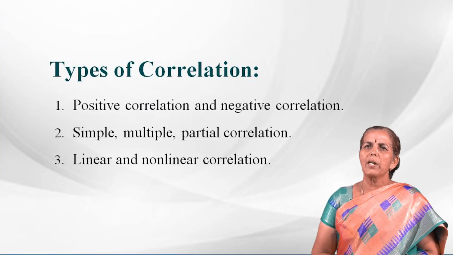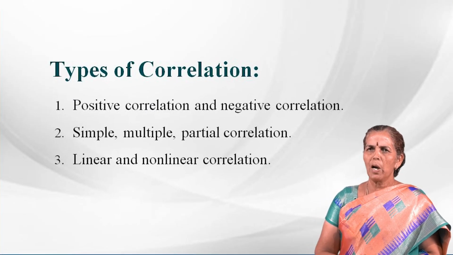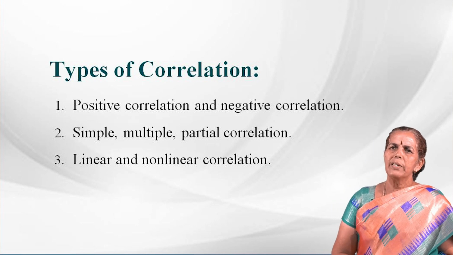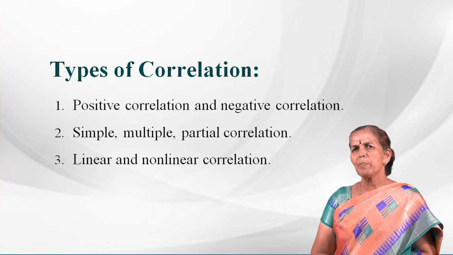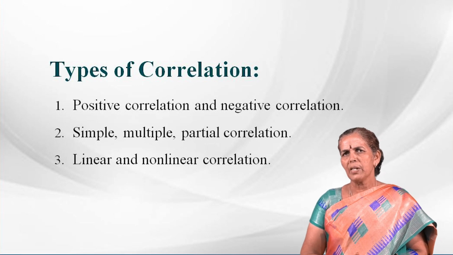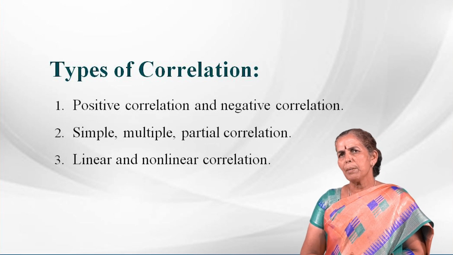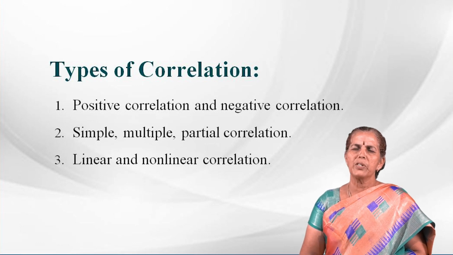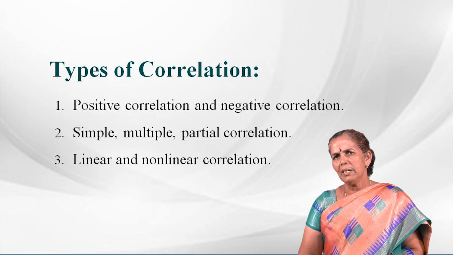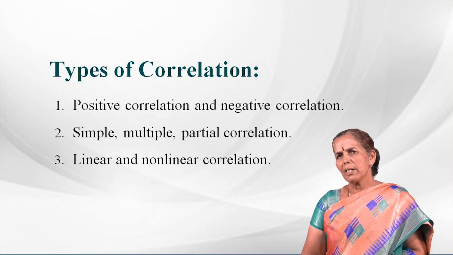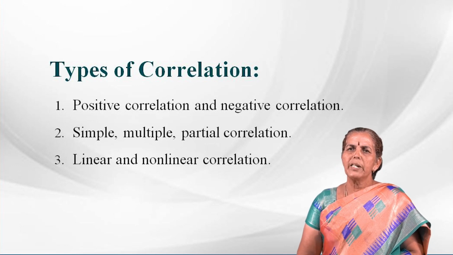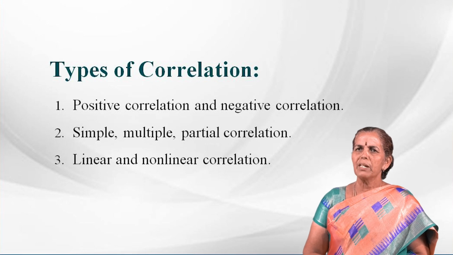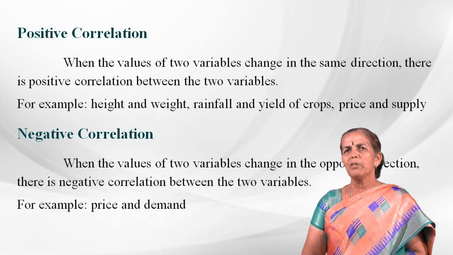Next, the types of correlation. Number 1, positive correlation and negative correlation. This is based on the direction of the movements of the related variables. Number 2, simple, multiple and partial correlation. This is based on the number of variables which we are taking for our study. Number 3, linear and non-linear correlation. This is based on the ratio of changes between the variables. Let us discuss one by one.